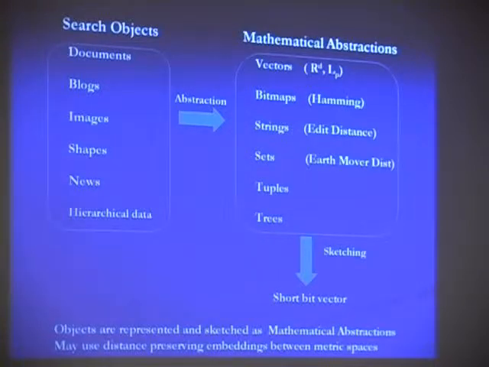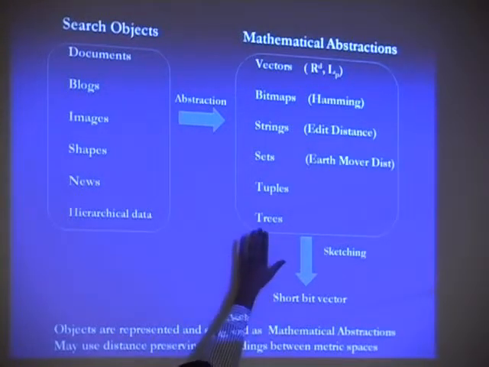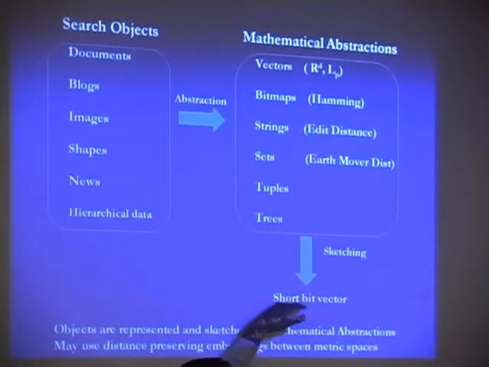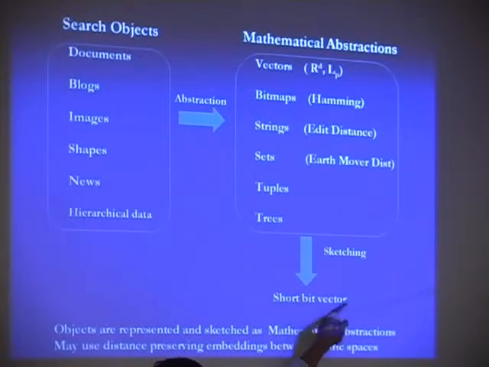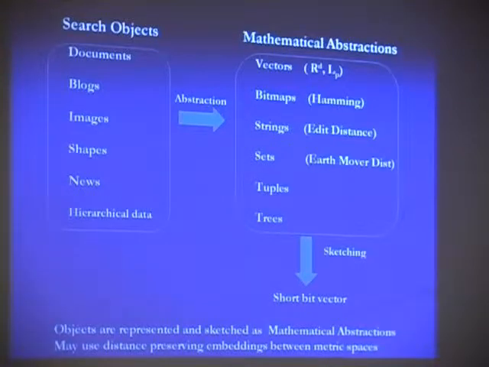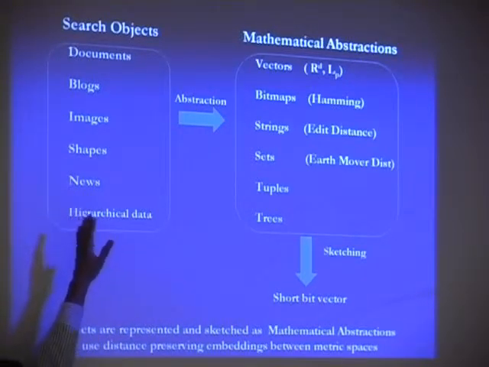And then there are also ways of converting any of these abstractions into a bit vector, into a very short bit vector, which again tends to preserve the distances. And this is called sketching, where you can take a big, huge object such as an image or a document and convert it into a small number of bytes, a small number of bits, so that the Hamming distance between these final bit representations indicates how close the original documents or images are.